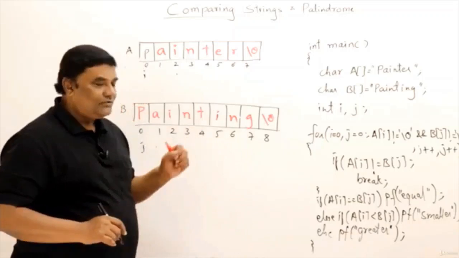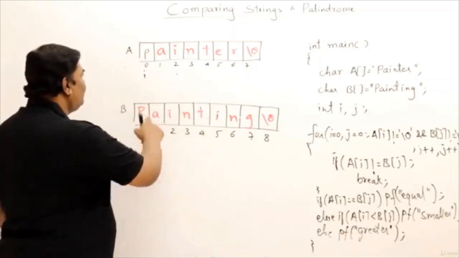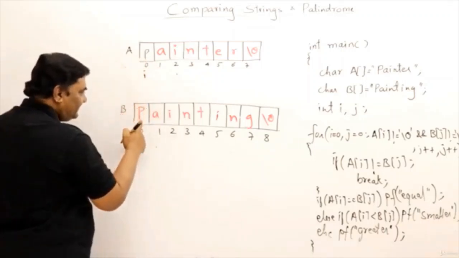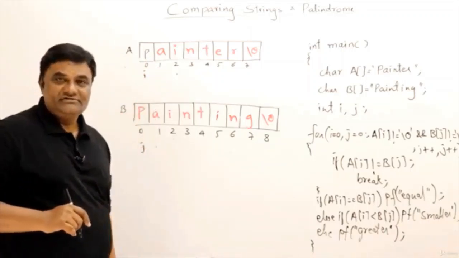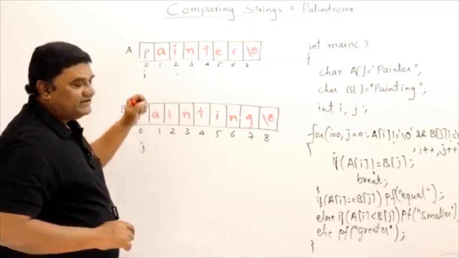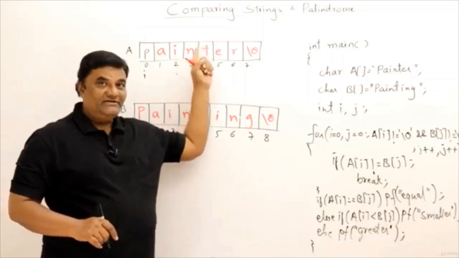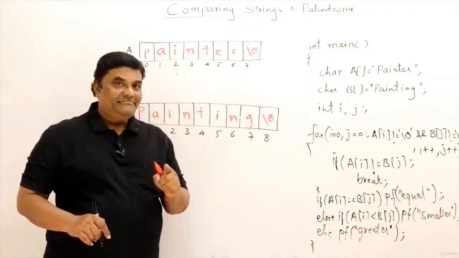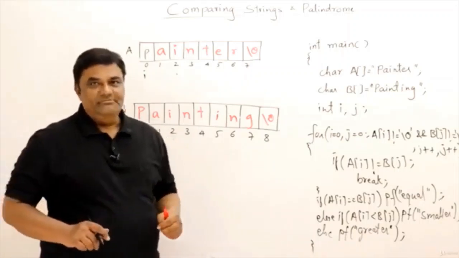Otherwise, the procedure we wrote will stop here only. It will not check the next character because this is greater than this one, because capital P comes first in ASCII codes and small letter p comes next. So this string will be smaller and that will be greater, right? Depending on the cases of alphabets. So this is how the strings are compared.